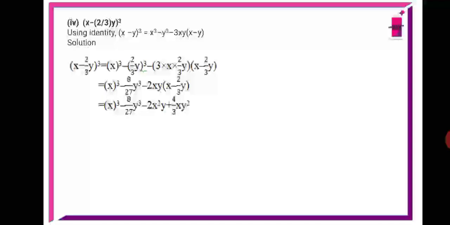So here you can see the example x minus 2 by 3 y whole cube. So x equal to x only here, y equal to minus 2 by 3 y. So after substituting you will get x cube minus 8 by 27 y cube minus 2x square y plus 4 by 3 x y square.